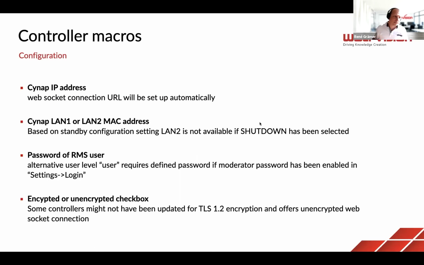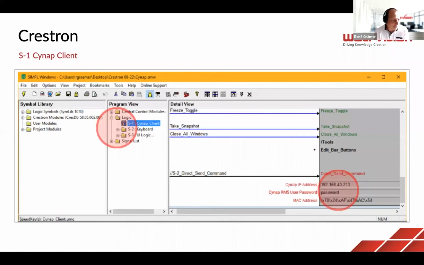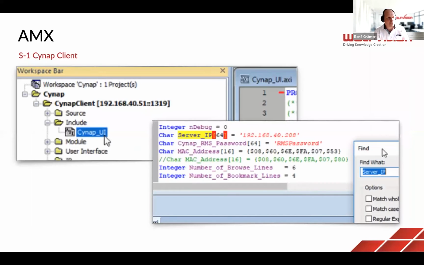Okay. This is how it looks on Crestron. You open up the macro, you enter the logic and the Cynap client, and here you can see on the right-hand side the IP address, a password, and a MAC address. And then it should work from scratch. Same on AMX, Netlinks. You open up the Cynap UI, and there you just enter everything in this nice editor, and you should be good to go as well.